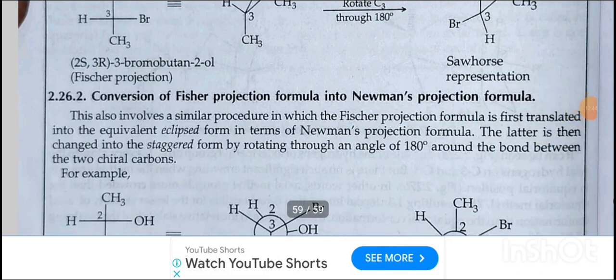Conversion of Fischer projection formula to Newman projection formula. This also involves a similar procedure in which the Fischer projection formula is first translated into the equivalent eclipsed form of the Newman projection. The latter is then changed into staggered form by rotating through an angle of 180 degrees around the bond between the two chiral carbons, as seen.